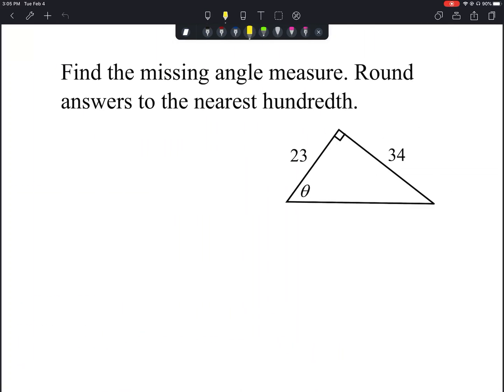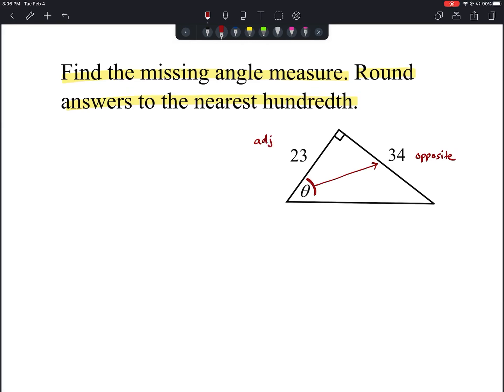Now we're going to look at a couple here where we're going to be finding the missing angle measure. Still going to round our answers to the nearest hundredth. So we've got our right triangle. We're trying to figure out what theta is going to be. We're looking at our opposite side over here is going to be 34, and our adjacent side right next to us here is going to be 23.